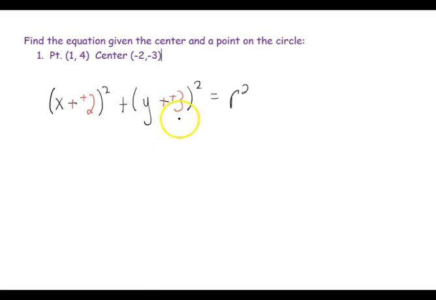Okay, so I have the bones of the equation basically filled out. What I don't have is r. You're not going to see r, you're going to see a number. And so how can I figure out what that radius is?